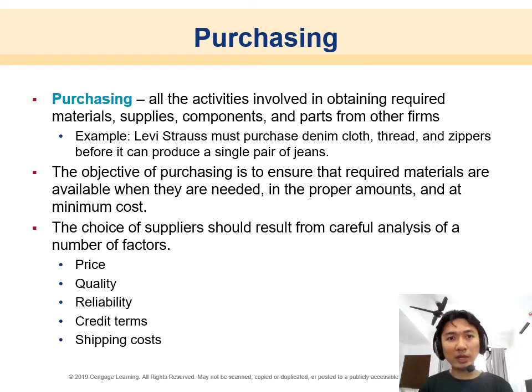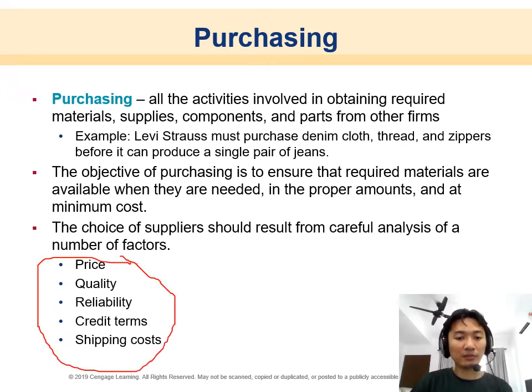A company would have employees that handle purchasing. We call this purchasing personnel. So a purchasing personnel should always be on the lookout to find new or backup suppliers, even when our current suppliers are actually meeting all their needs. So the choice of choosing a supplier normally comes from several factors. The factors are listed here. We choose supplier based on the price, the quality, how reliable they are, credit terms, and also shipping costs.